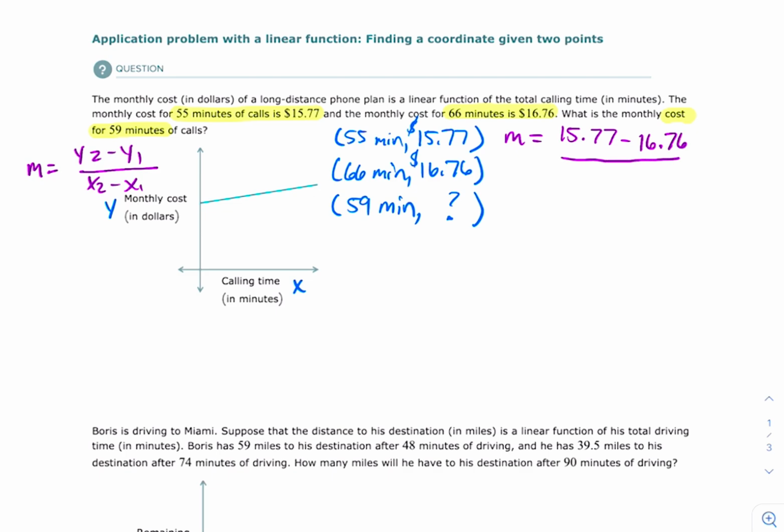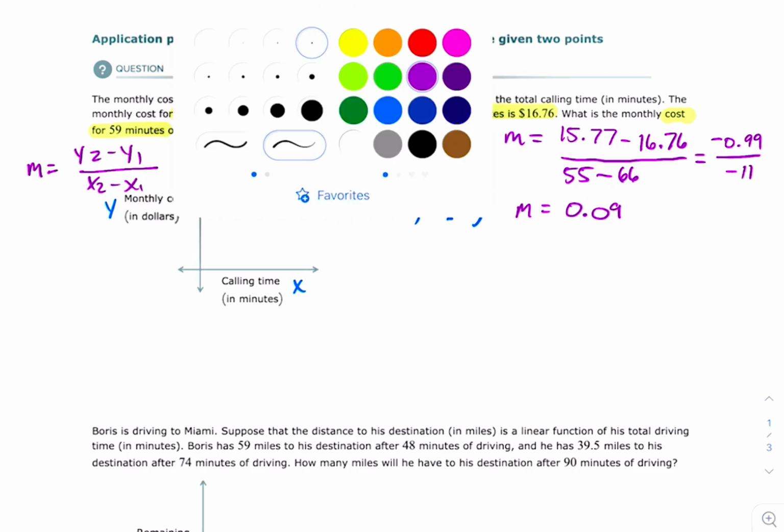So if you don't have a calculator handy, go grab one. All right, so if we do that subtraction, this will be negative 0.99 over negative 11. So if I divide, that means that my slope for this is going to be 0.09. Okay. So no matter what, this is always going to be our first step for this problem. Now once we have that slope, to find the missing value, we're going to do one of two things.